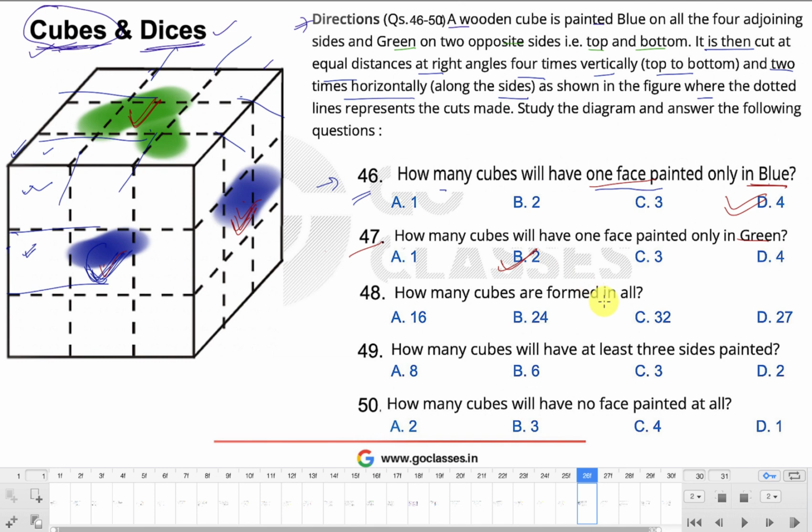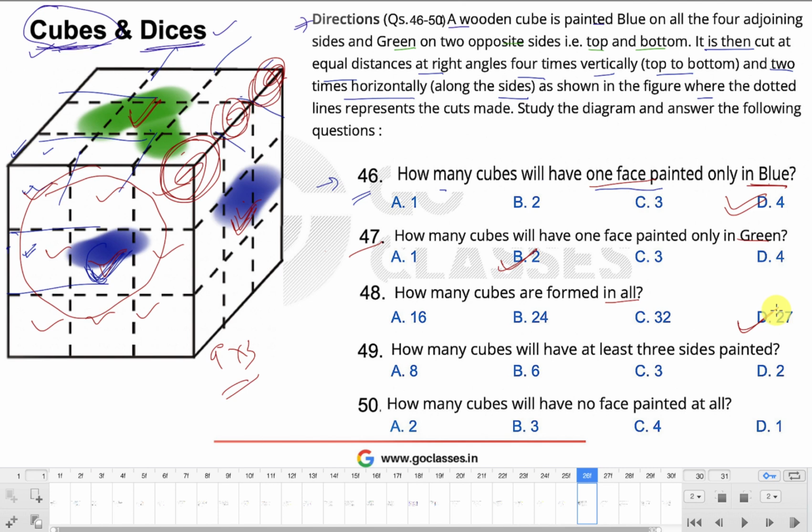How many cubes are formed in all? How many total cubes are here? 1, 2, 3, 4, 5, 6, 7, 8, 9. So these are 9 cubes, and I have 3 layers of this type. This is the first layer, this is the second layer, and this is the third layer. 3 layers I have. 9 into 3, this is 27. So the total number of cubes is 27.